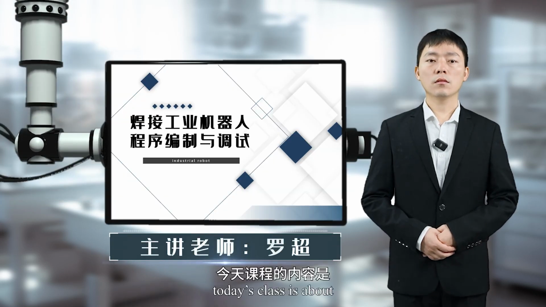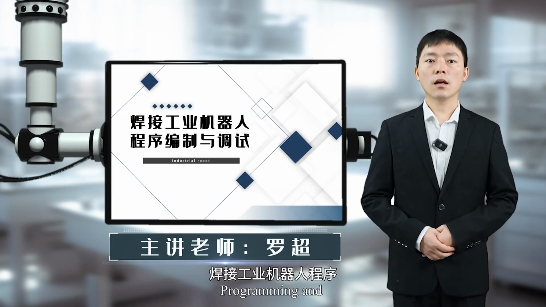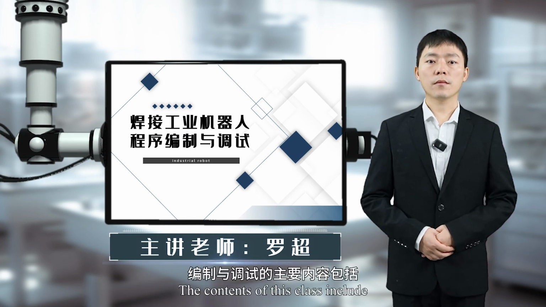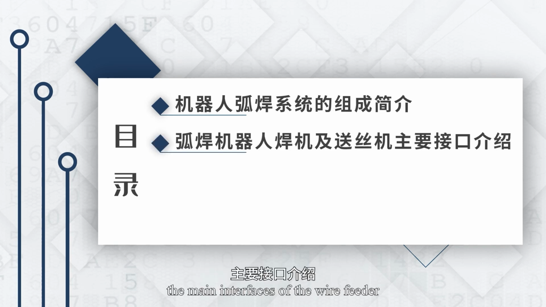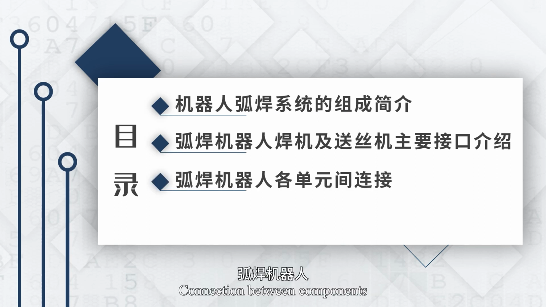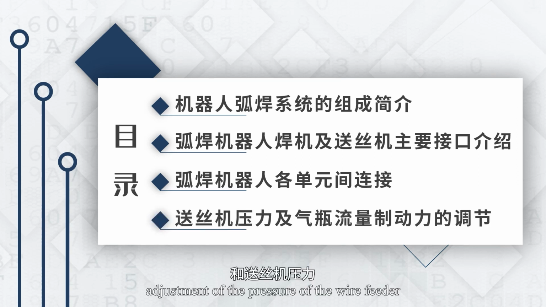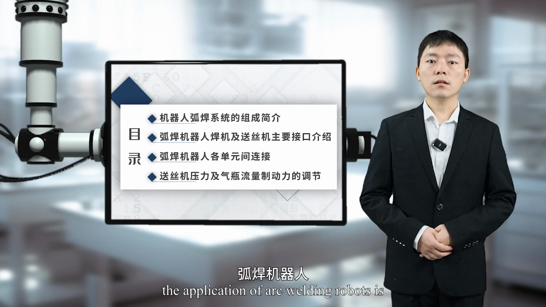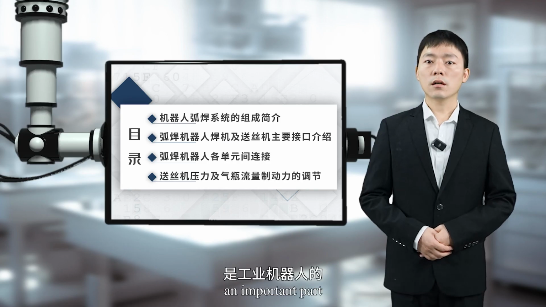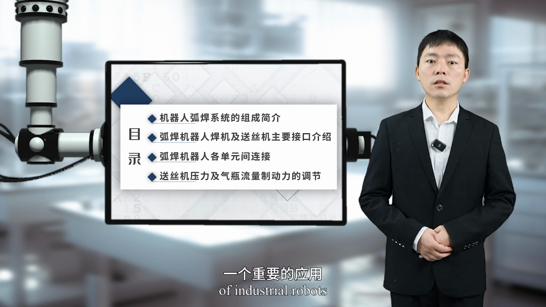Hi everyone, today's class is about programming and debugging of welding industrial robot. The contents of this class include components of an arc welding system, arc welders, the main interfaces of the wire feeder, connection between components of an arc welding robot, adjustment of the pressure of the wire feeder, and cylinder flow braking force. The application of arc welding robots is an important part of industrial robots.